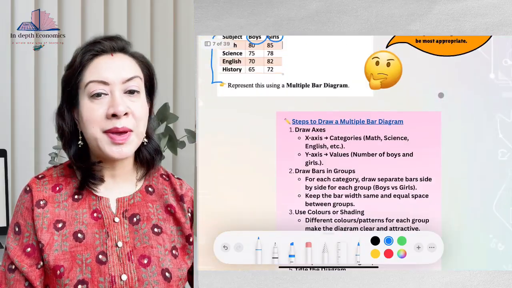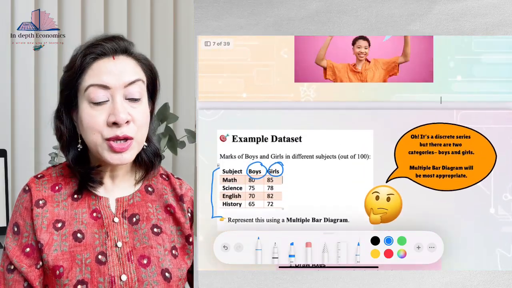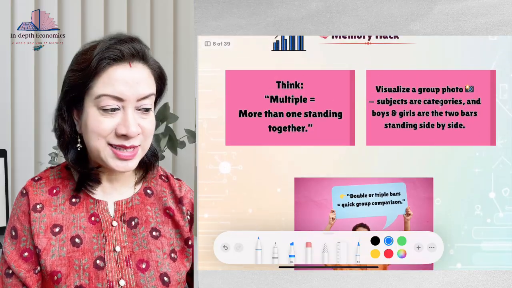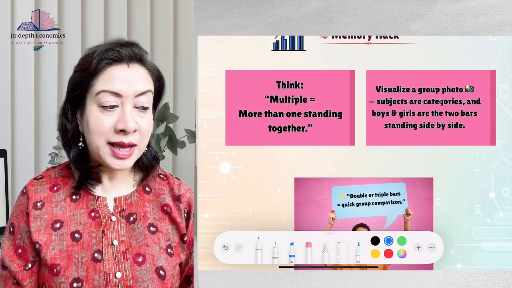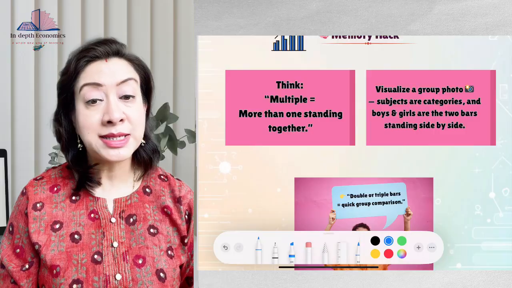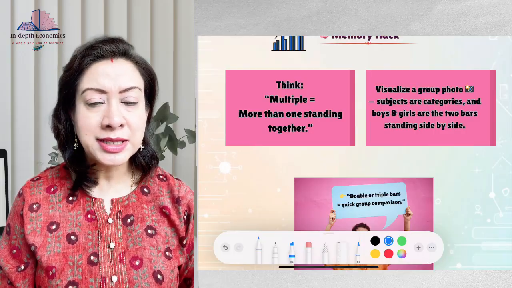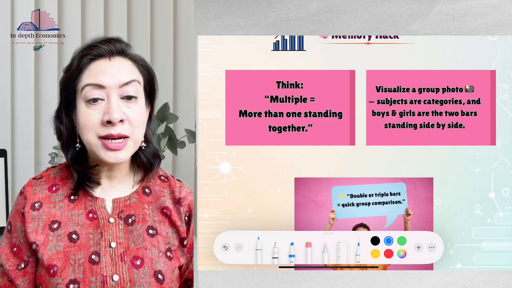So what is the memory hack that I've prepared so that you can remember the concept of multiple bars easily? Think of multiple as more than one standing together. More than one standing together. It is like a group photo where bars are standing side by side.